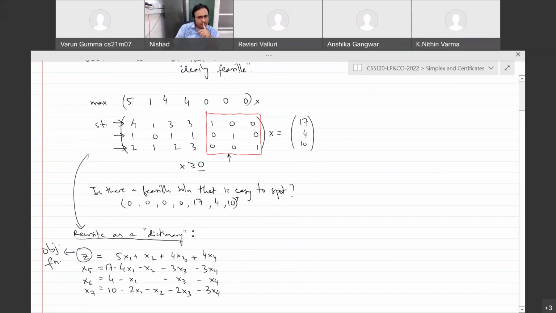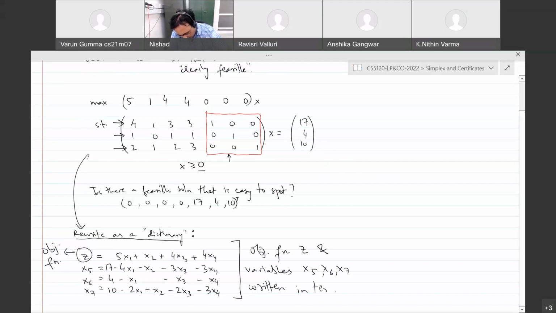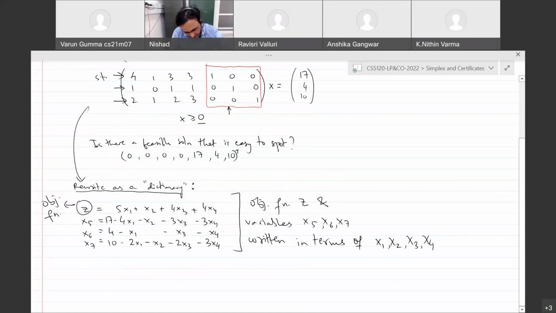Okay. So what we have here, the important points to note are that we have the objective function Z and variables x5, x6, and x7. All of these are written in terms of the other 4 variables, x1, x2, x3, and x4. And this is going to be our first dictionary.